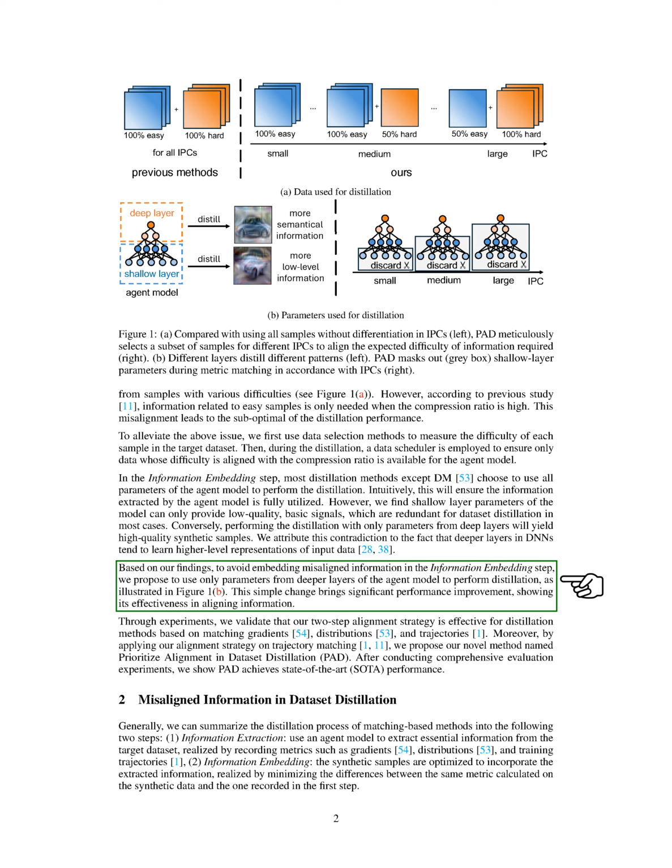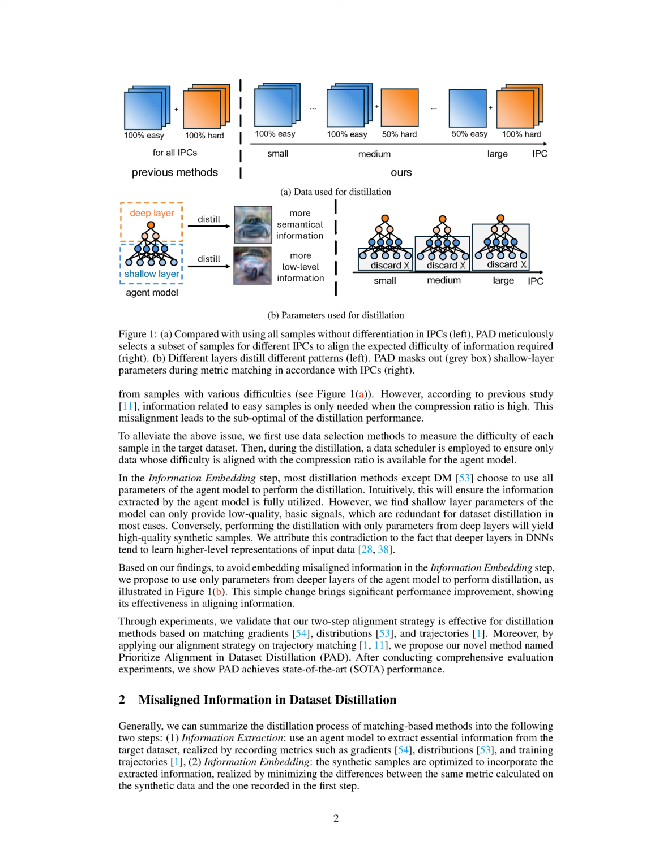In summary, we highlight that the distillation process can be summarized in two steps. First, we use an agent model to learn information from the target dataset, and second, we embed this information into the synthetic dataset by matching defined metrics. We also show that both steps can introduce unnecessary information due to misalignment in data or parameters.